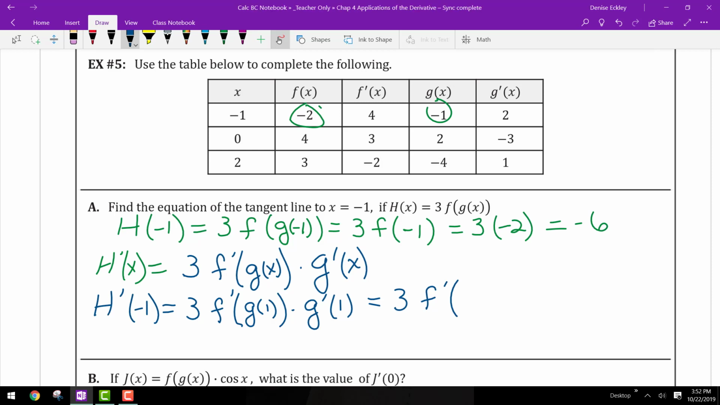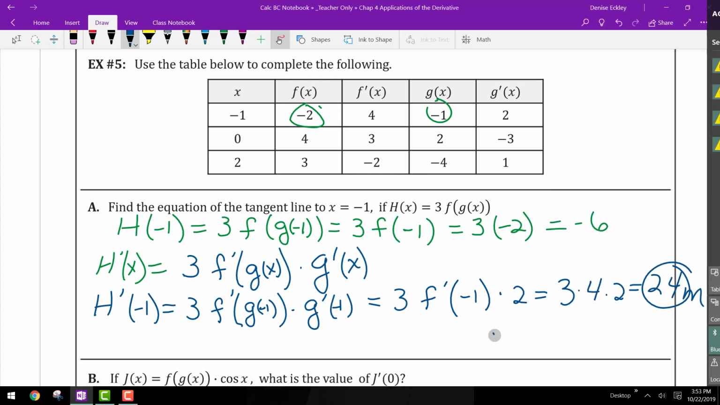Did I put the wrong number in? I did. It's -1, so I forgot to put -1s in there. There we go. So we want g of -1, which is -1, and then we're going to multiply that times g prime of -1, which is 2. So this is going to give us 3 times f prime of -1 is 4. 3 times 4 times 2, which is 24. So there's our slope. There's our m right there.